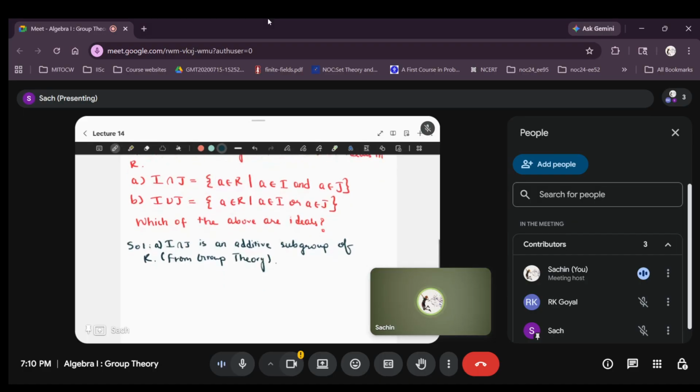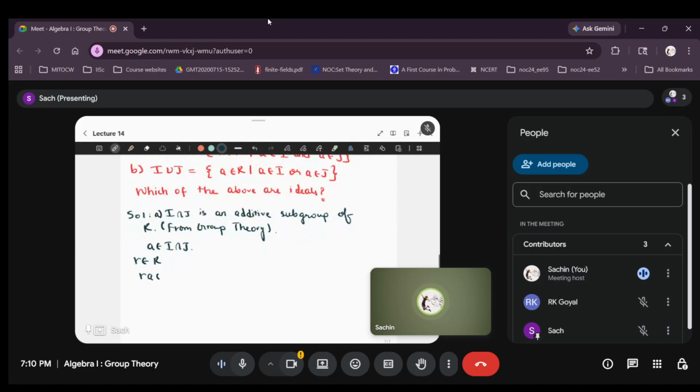Then suppose A belongs to I intersection J and R is in R. A belongs to I intersection J means that A is in I and A is in J, but both are ideals. So for any ring element R, RA is in I and RA is in J. So RA is in I intersection J. So I intersection J is an ideal.